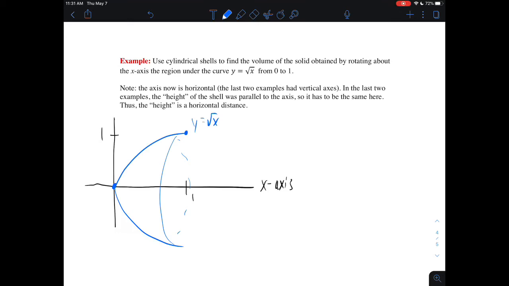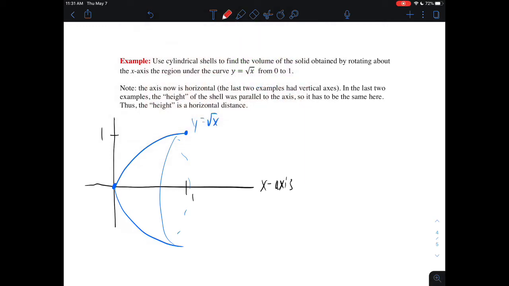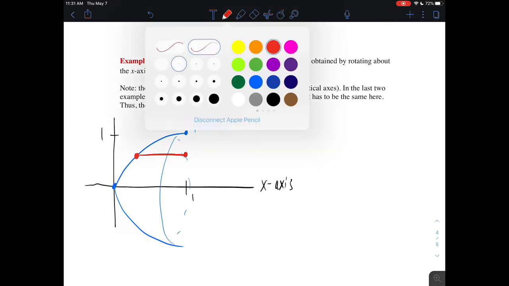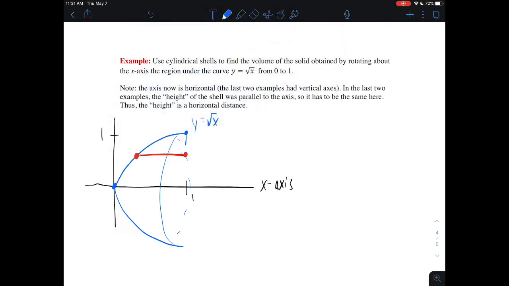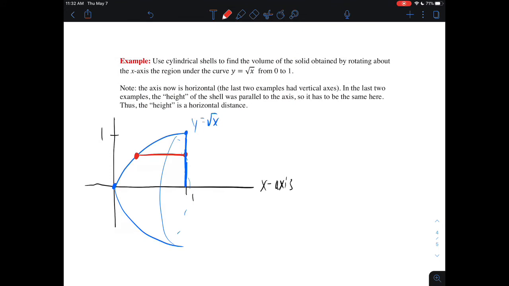What we're going to do, though, is use shells, which means that I'm going to have a height that is parallel to my axis of rotation, which has to be something like I've drawn there in red. There's a stopping point on the right. X doesn't go any further than 1. So this red line goes between the curve and the line x equals 1.